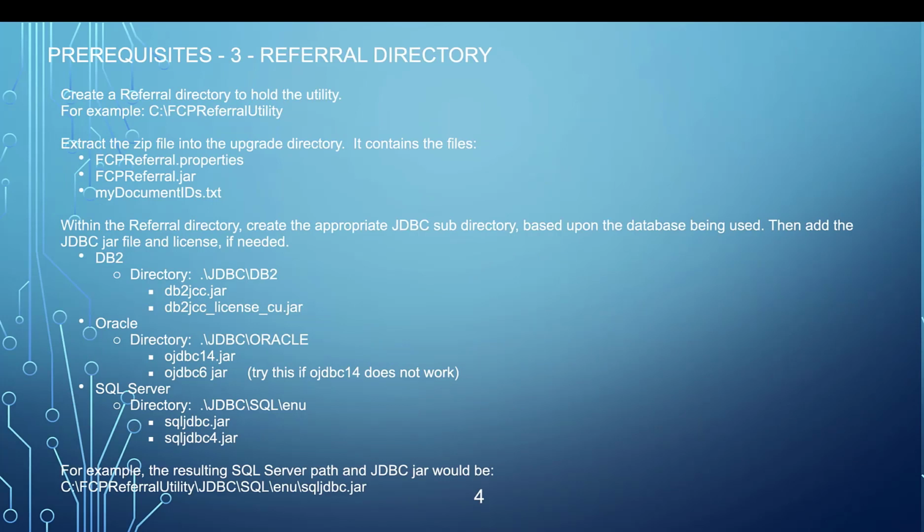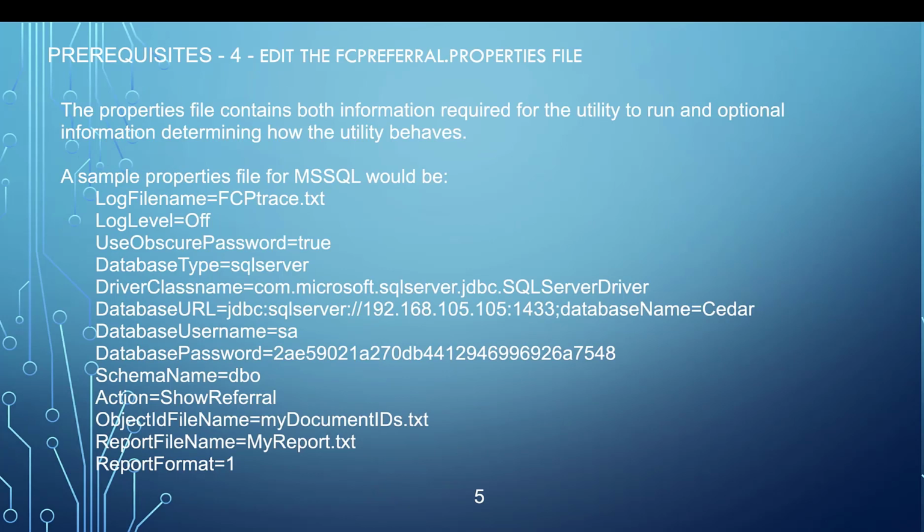At first, create a referral directory to hold the utility. For example, you can use FCPREFERRAL as the folder name. Extract the zip file into that directory. It contains 3 files. Under the referral directory, create a JDBC subdirectory to put the JDBC driver's files in it. For DB2, it will also contain the license files.